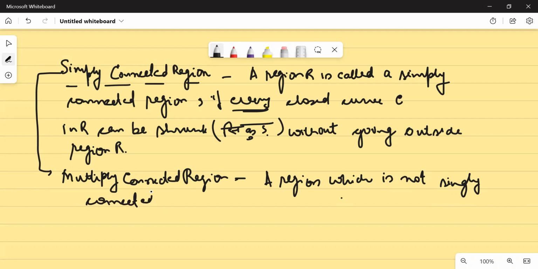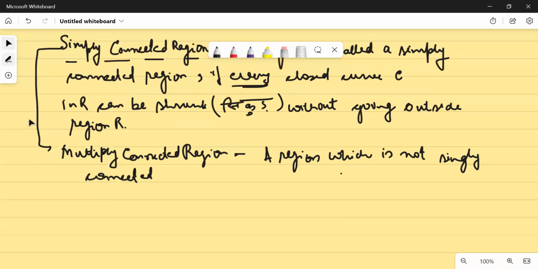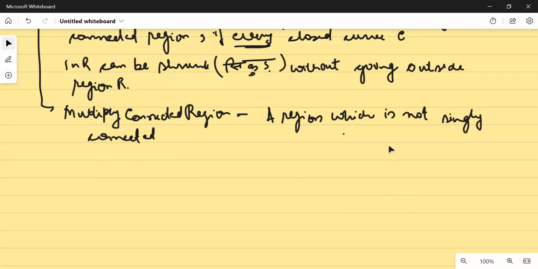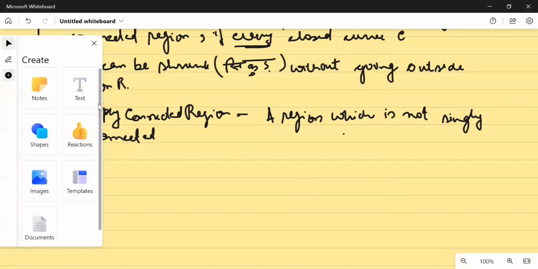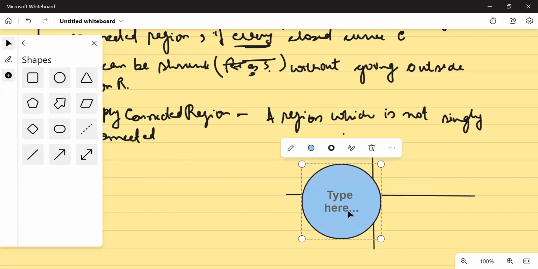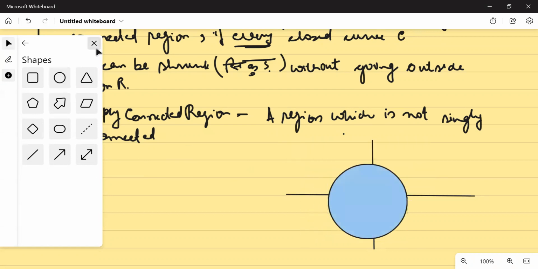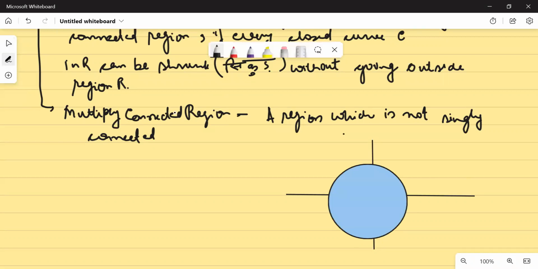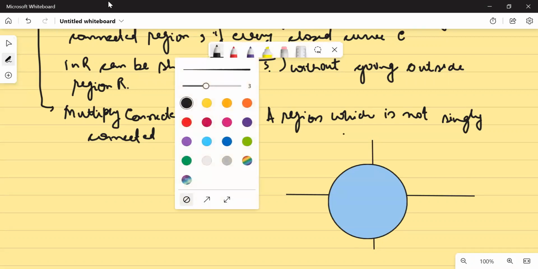Now, how to understand this? Let us first try to make a circle. So I made a circle here. And in this circle, if I take any curve, for example, any curve inside this circle.